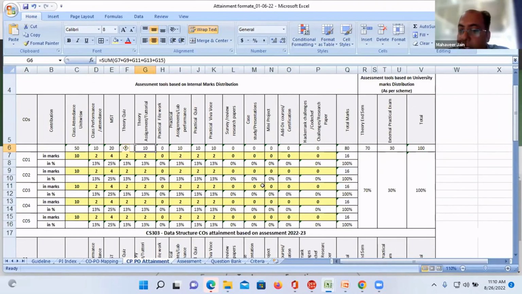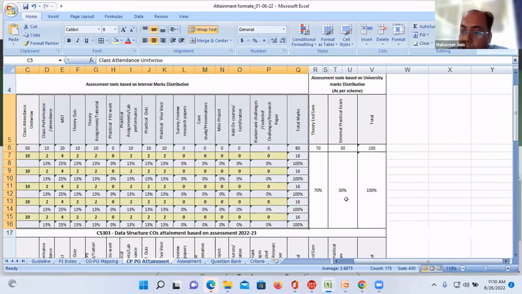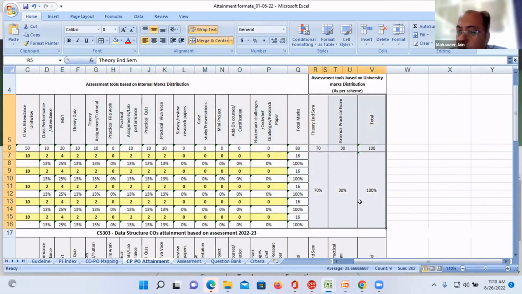Again, this is also decided in the internal and the external assessment. The highlighted portion is the internal assessment. If you are an affiliated institute, then certainly your university will conduct the examination, and that is the external examination. In the external examination, 70% will be theory and 30% will be the external practical examination, so total 100%. The 70% theory exam is conducted by the university, and the other external examination is also conducted by the university.